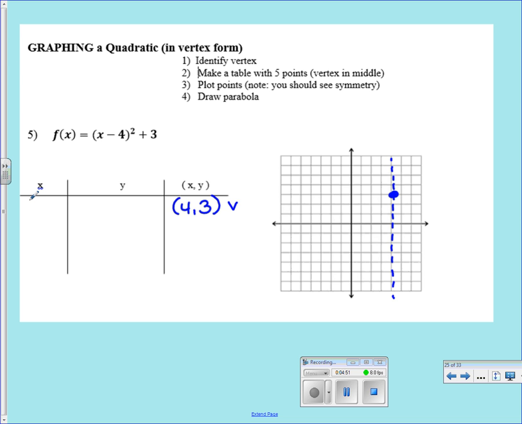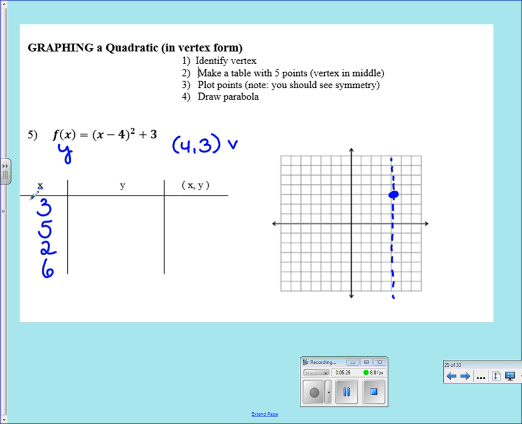And then from here, now that I have the vertex, let's get a good old table of values. And so let's go around that vertex. I always like to go 1 to the left and then 1 to the right, and then 2 to the left and then 2 to the right. So if I have 4, 3, which is my vertex, I'm probably going to want to do 3, because that's 1 to the left, and 5, because that's 1 to the right of 4. And then I'm going to go 2 to the left of 4, so that'd be 2, and 2 to the right of 4, which is 6. And then we're going to plug these lovely values in. Remember, f of x is equal to y, so that's really what you're finding.